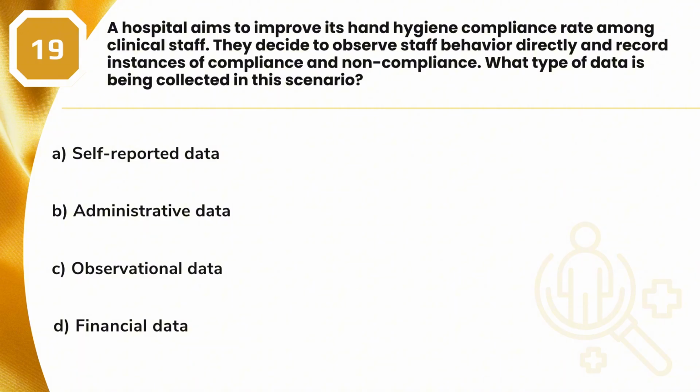Question 19. A hospital aims to improve its hand hygiene compliance rate among clinical staff. They decide to observe staff behavior directly and record instances of compliance and non-compliance. What type of data is being collected in this scenario? A. Self-reported data. B. Administrative data. C. Observational data. D. Financial data.